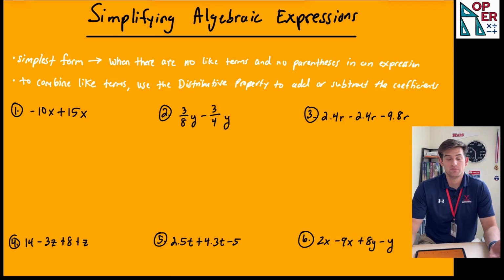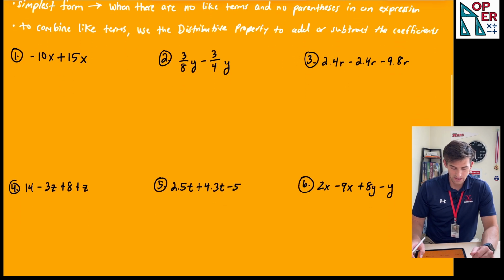Now that we know what like terms are, let's use our knowledge of like terms and how to identify them to actually simplify some algebraic expressions now. So what does simplest form mean? It just means when there are no like terms and no parentheses in the expression. To combine like terms, we can use the distributive property to add or subtract the coefficients. So let's run through 6 examples here and see how we can do.